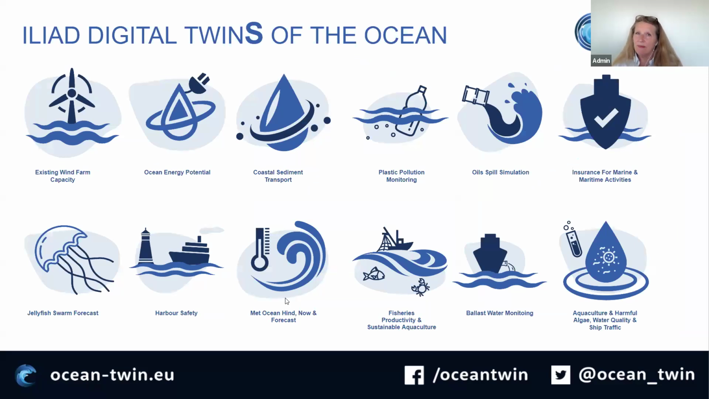So we have thematic twins and we have local twins. And you see here the 12 different areas that we are covering, the categories. So it's ranging from oil spill to algae bloom to harbor management, etc. So there's a large variety of activity related to the ocean, and this is reflected in the Iliad digital twins.